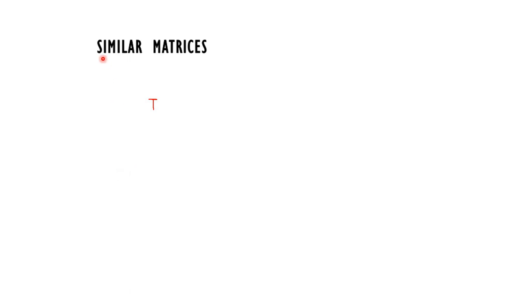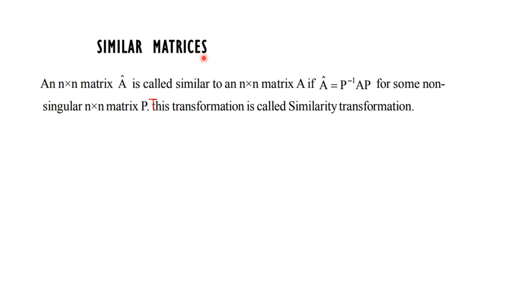Dear students, now we are going to discuss the topic similar matrices. An n by n matrix A cap is called similar to an n by n matrix A if A cap is equal to P inverse AP for some non-singular n by n matrix P. That is, if A cap is equal to P inverse AP for some invertible matrix P, then A cap and A are similar. And this transformation is called similarity transformation.